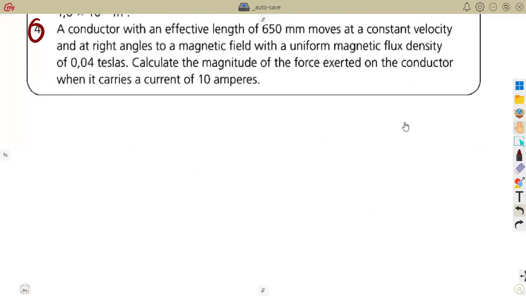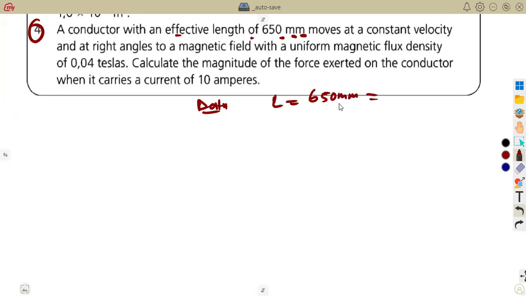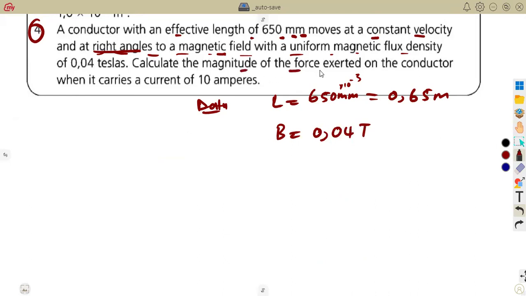Considering question number 4, you are given a conductor with an effective length of 650 millimeters. In meters, divide by 1,000 or multiply by 10 to the exponent of -3. That gives us 0.65 meters, at a constant velocity and at right angles to the magnetic field with a uniform magnetic flux density. Take note of that part. They gave us the magnetic flux density, 0.04 Tesla. Calculate the magnitude of force exerted on the conductor.